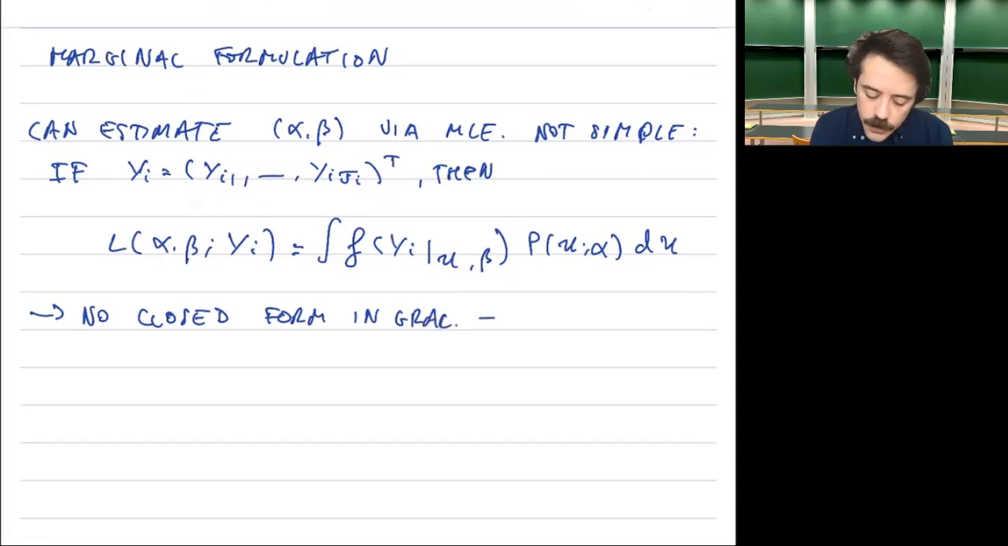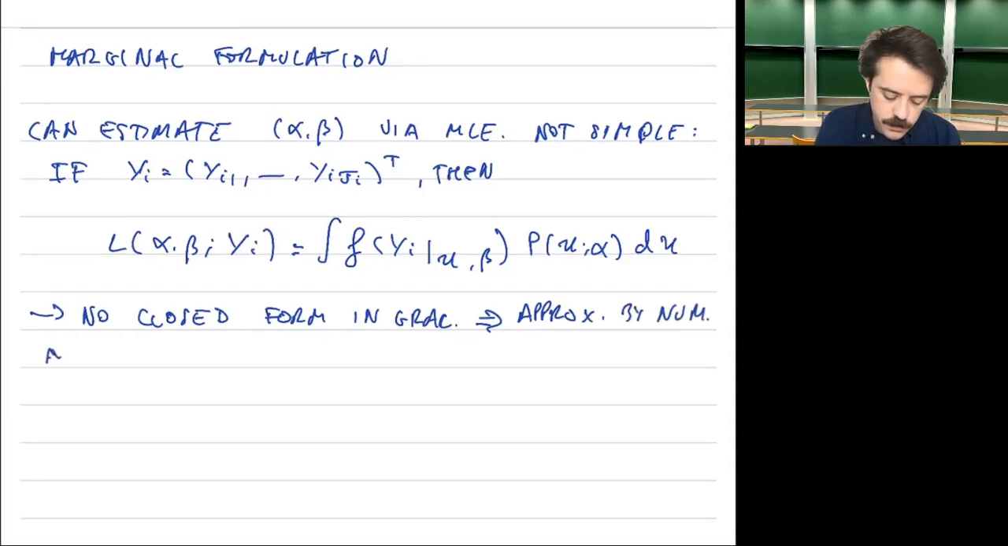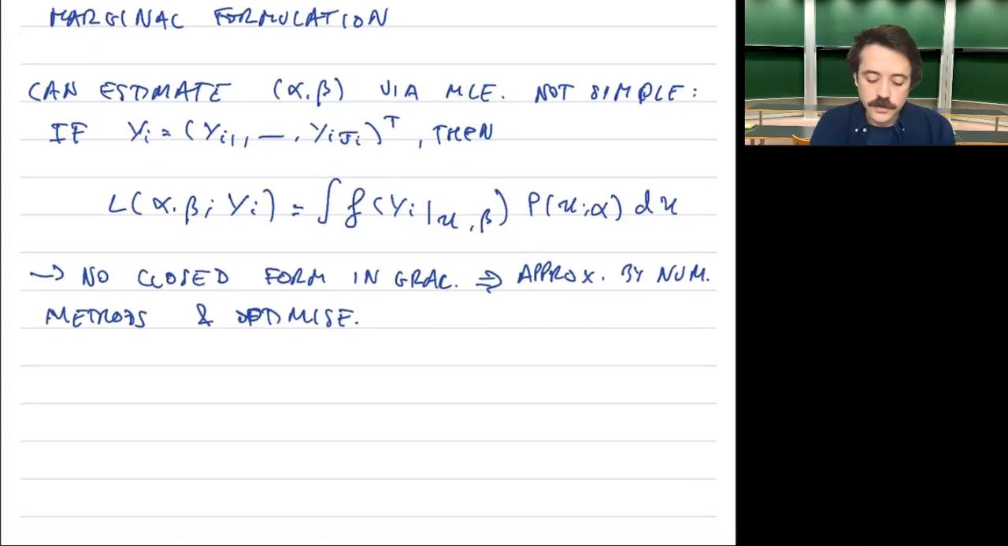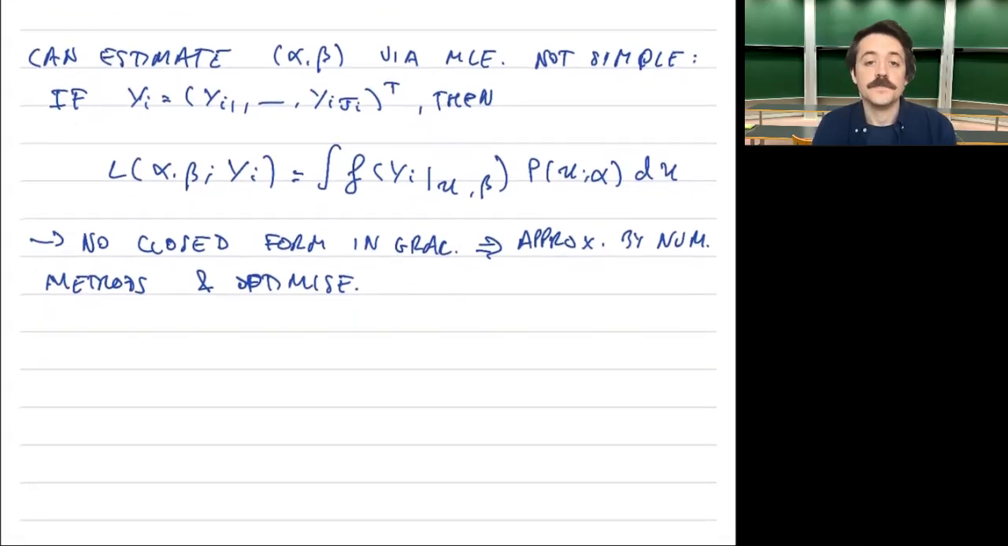Okay. So what does one do? Well, you need to approximate this integral, numerical methods, and optimize then also using numerical methods, right? Okay, so it's not the simplest methodology. Now for prediction, so you imagine that you've been able to estimate alpha and beta. Well, the problem is that you're gonna need the UIs, right, to make predictions.